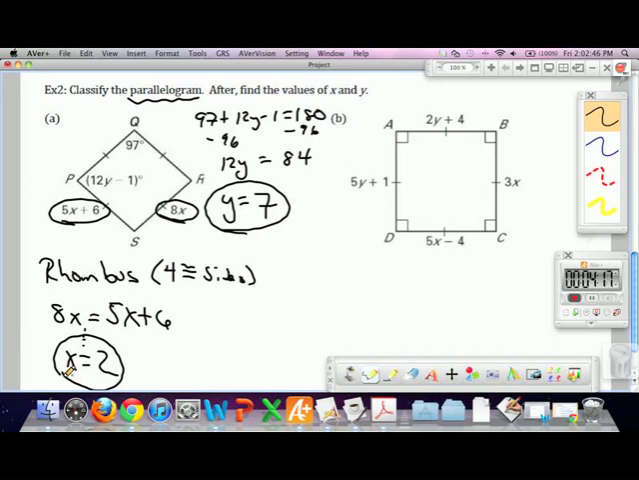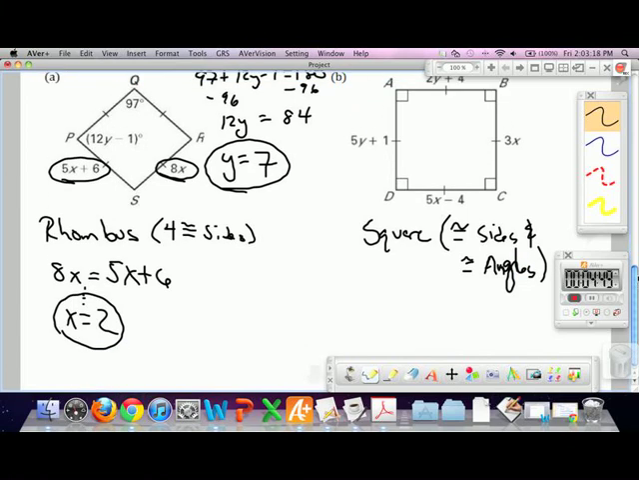Let's see, what kind of figure is this? A square. Why is it a square? Because sides and sides are congruent. It's both a rhombus and a rectangle, so yes, this is a square. Congruent sides and congruent angles.